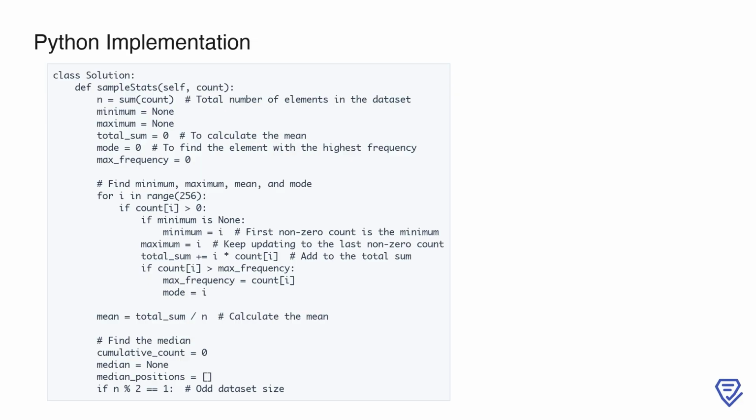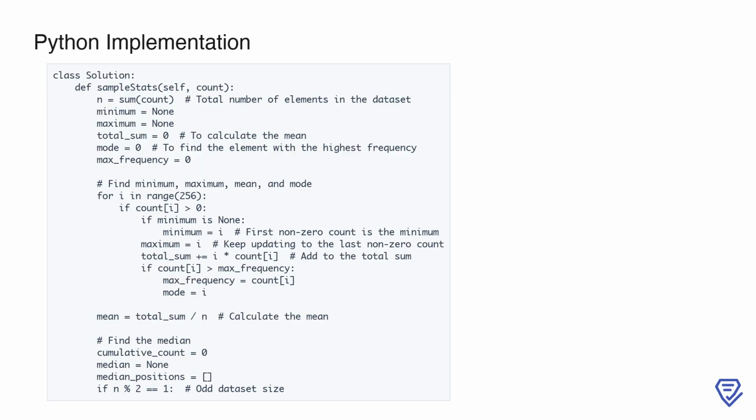The maximum gets updated to the current value each time we encounter a non-zero count, ensuring it holds the last valid number. Meanwhile, we add the product of the current value and its count to total_sum to assist in calculating the mean. To find the mode, we compare the current count with max_frequency and update both max_frequency and mode if the current count is higher. Finally, we compute the mean by dividing total_sum by n.